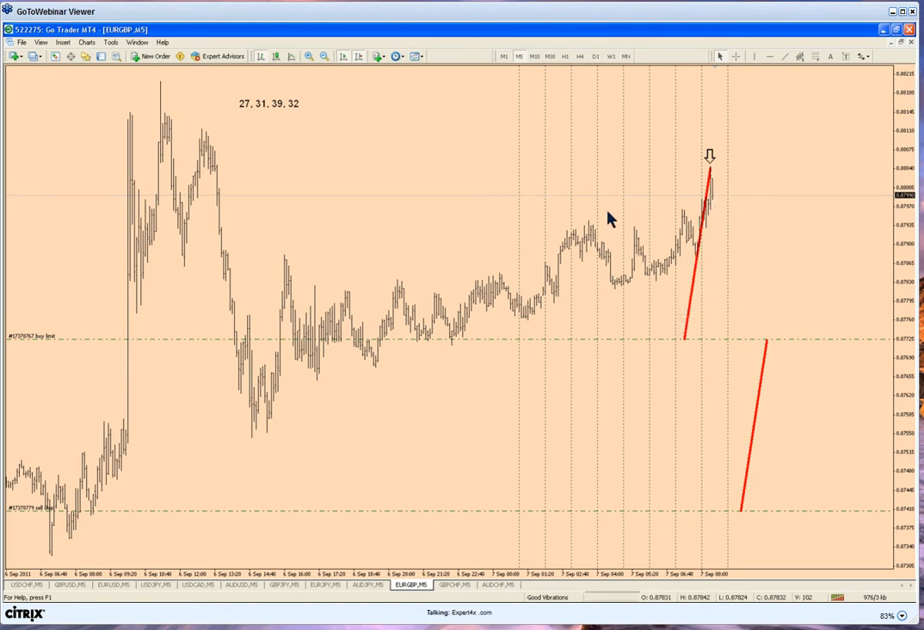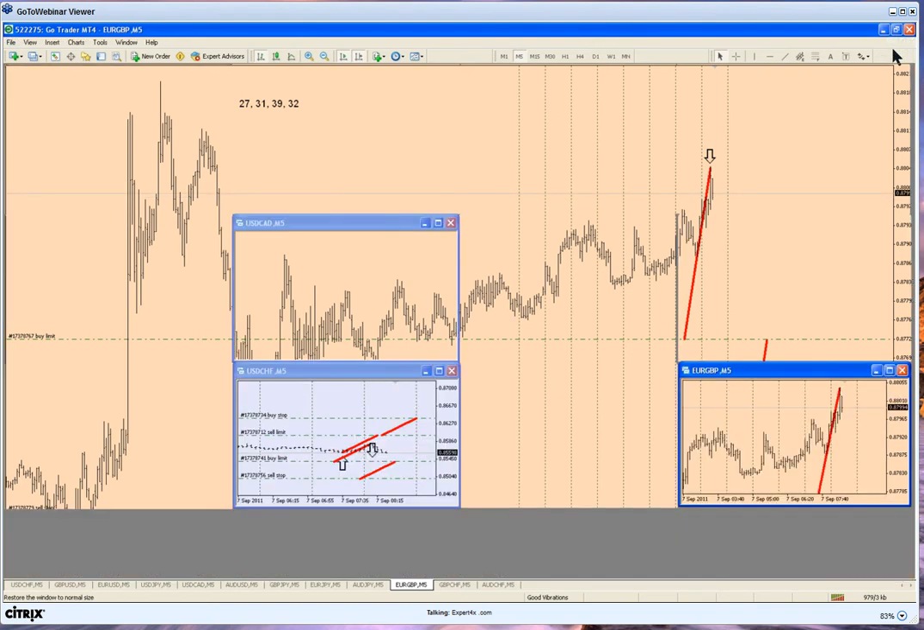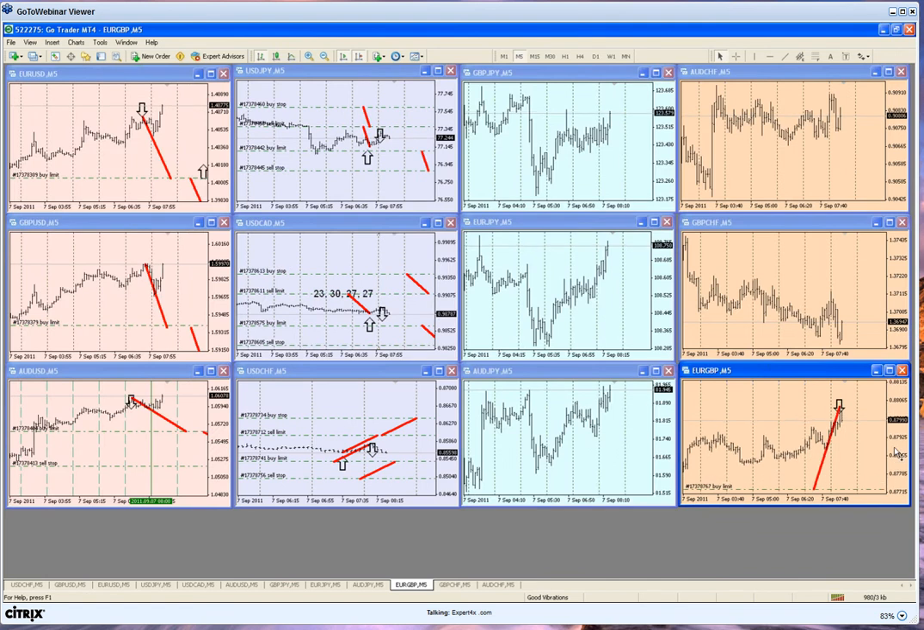We don't particularly want to trade against the trend. You know, when it's trending like this, that's what you want. You want to trade with the trend, and that's the trend. So that one is fine. That's the euro pound.